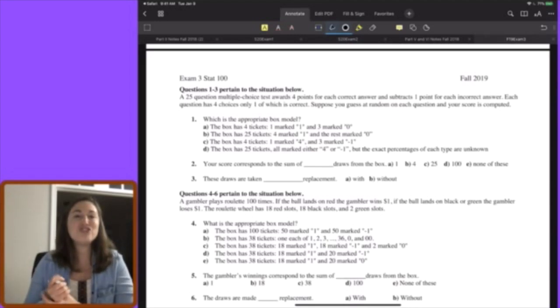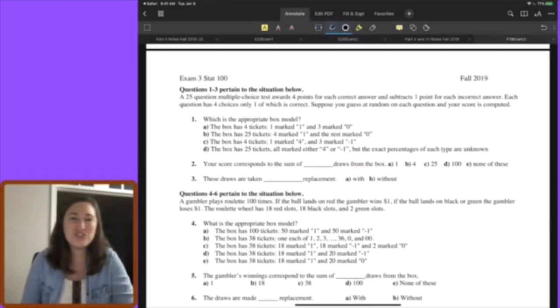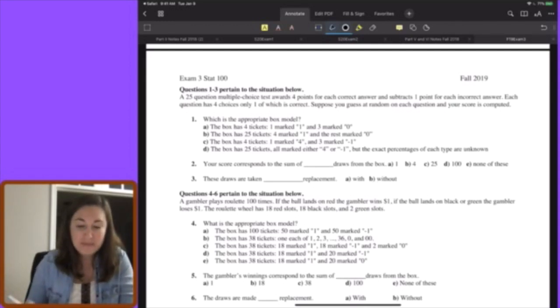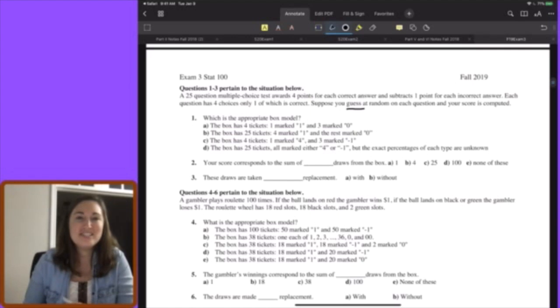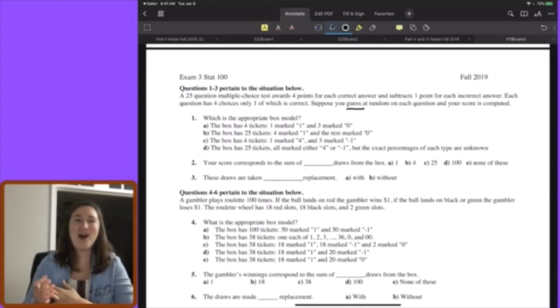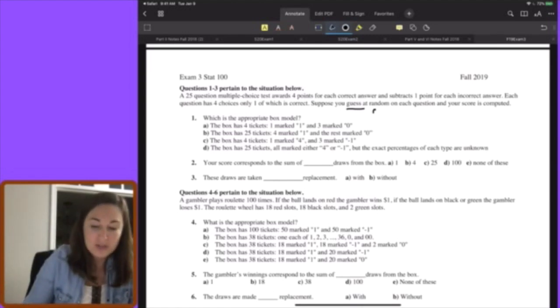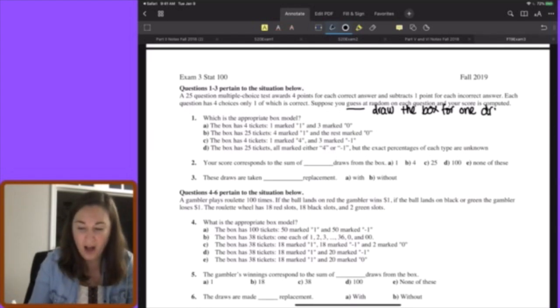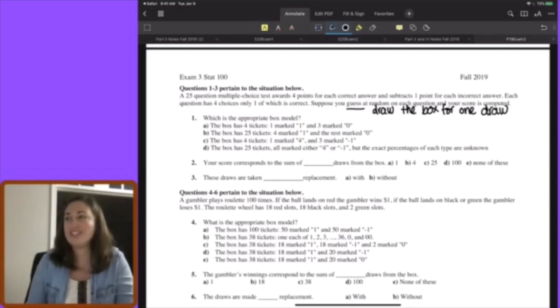Remember, box models are just a way to simulate random variables or situations where it's similar to drawing tickets out of a box. In this case, we could pretend that each of the questions is the scenario of drawing tickets out of a box. Because it says you guess at random, this is definitely more of a gambling game situation than a survey. For gambling games, we always want to draw the box for one play or one draw. In this case, I guess it would be one question because it's a test.